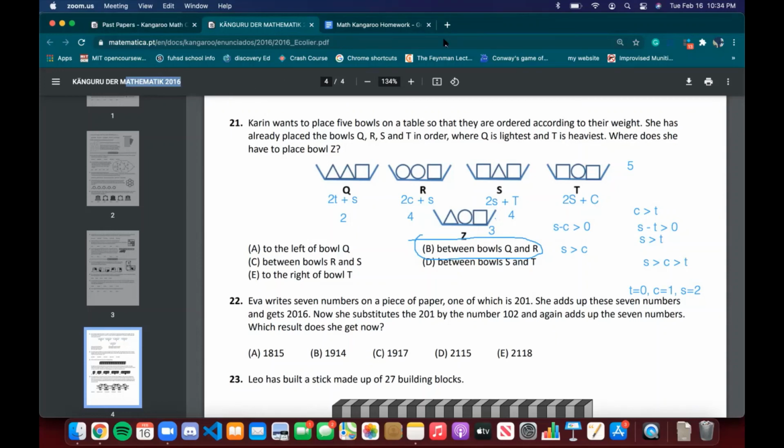Okay, so for 21, here you just get a system of inequalities. We find which boxes are heavier than which circles, and which circles are heavier than which triangles. And once we have the weights of each of these, we just make up random weights as long as they follow which ones are heavier. Then we can figure out the answer from there, and it's rather simple. Okay, so problem 21 is done.